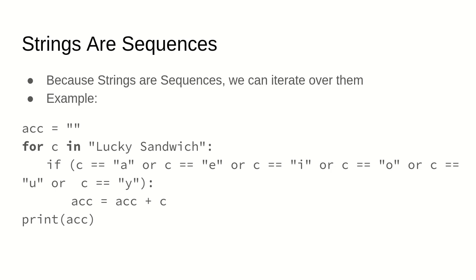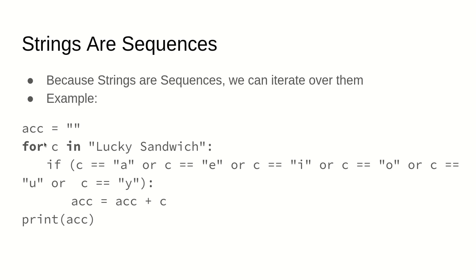I pointed out before that strings can be looped over. This is because strings are sequences, and sequences like ranges or lists or the keys in a dictionary or the values in a dictionary are things that can be iterated over, looped over. So, for example, much like we saw before, if I say for C in some string, it will go through each character in that string.